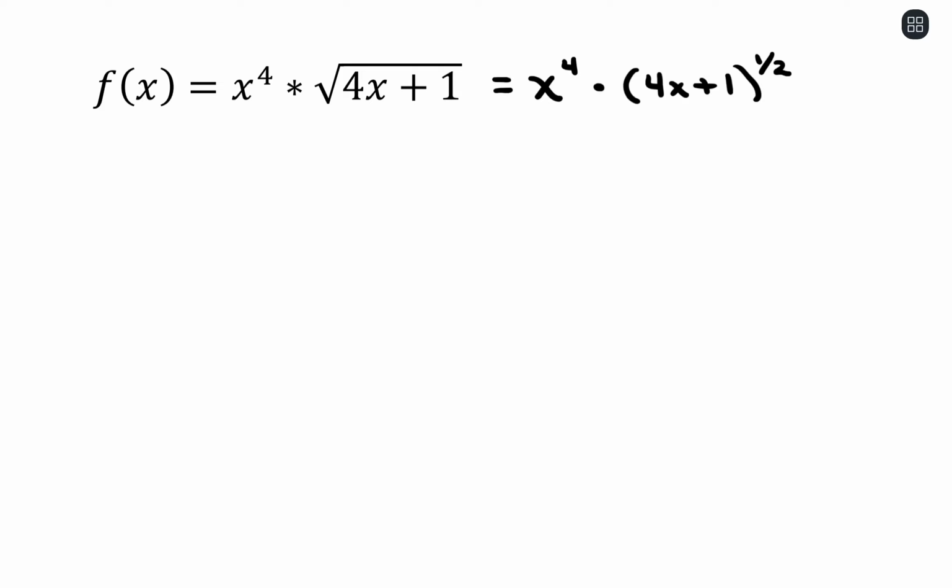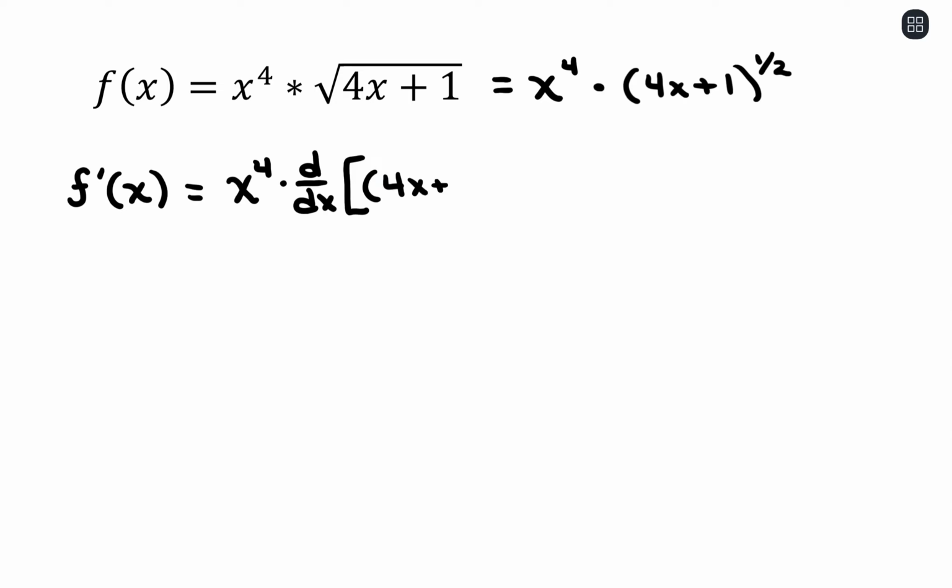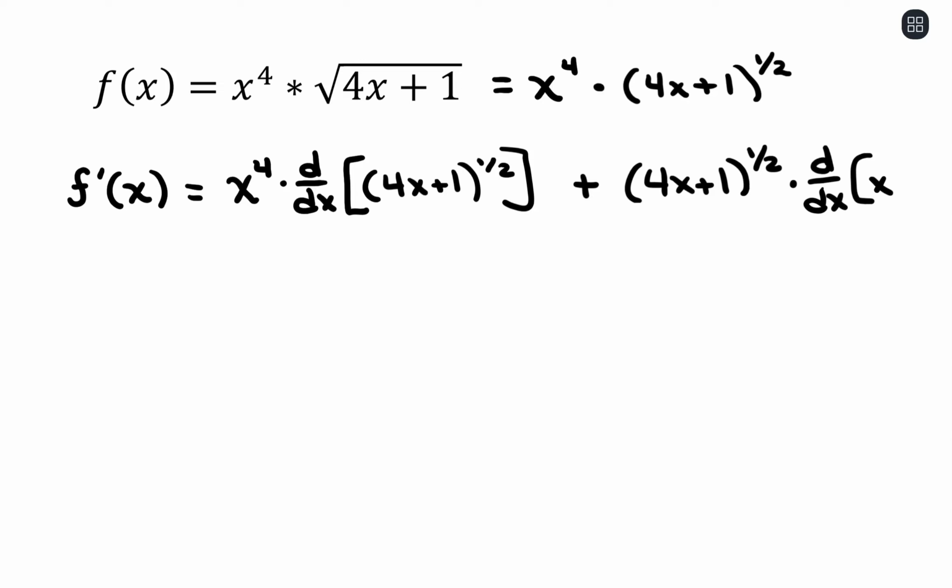Okay, so we have 2 things multiplying. So when we take the derivative of 2 functions multiplying with each other, I can't remember the order, but luckily with the product rule it doesn't really matter. Let's go with our first function times the derivative of the second function. So derivative of that 4x plus 1 raised to the 1/2 power. And then we add that with our second function, so 4x plus 1 to the 1/2 power, times the derivative of the first, x to the fourth.